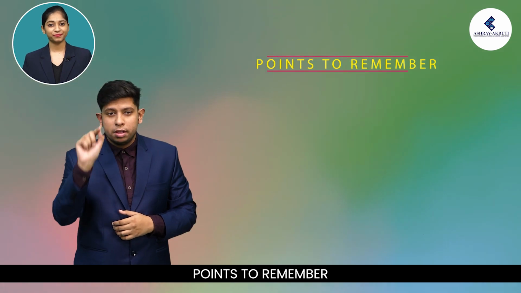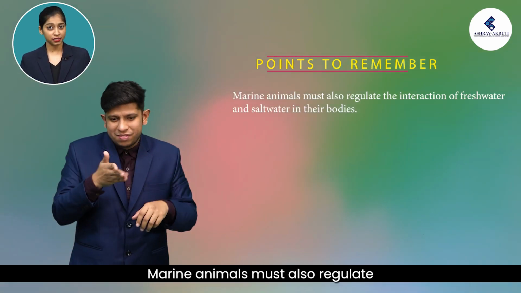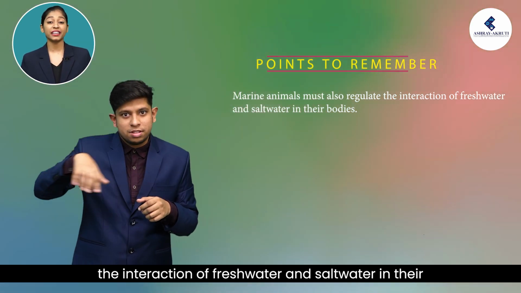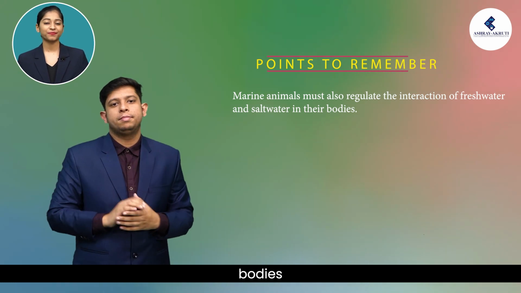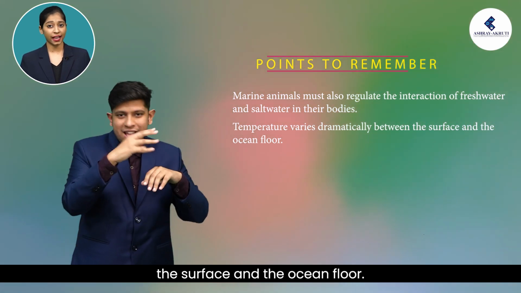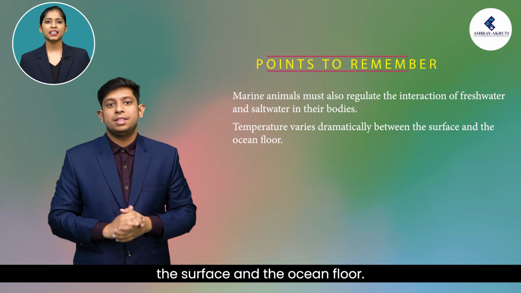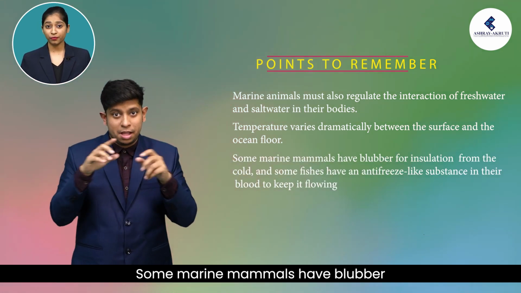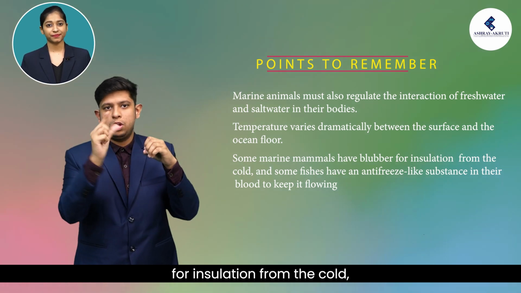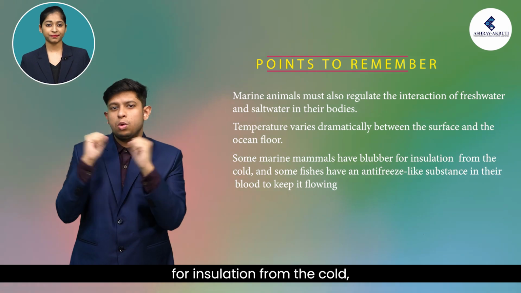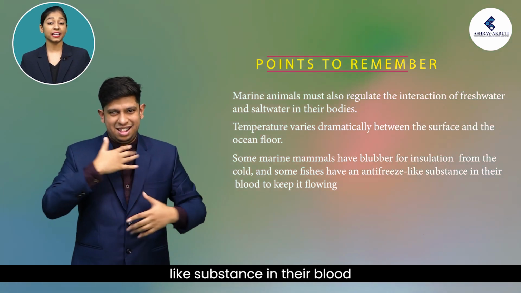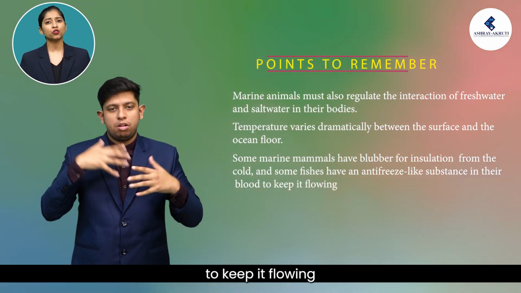Points to remember: marine animals must also regulate the interaction of fresh water and salt water in their bodies. Temperature varies dramatically between the surface and the ocean floor. Some marine mammals have blubber for insulation from the cold. And some fishes have an antifreeze-like substance in their blood to keep it flowing.